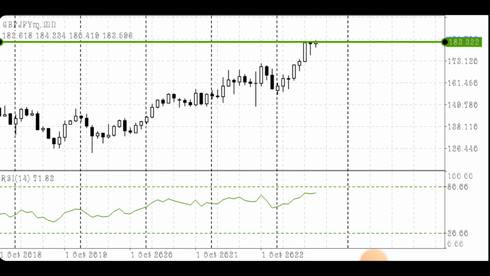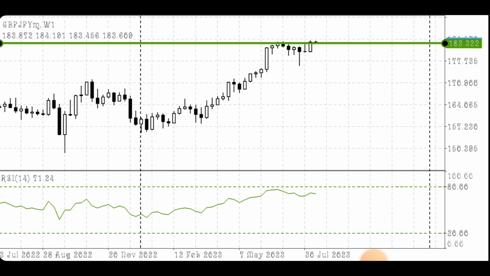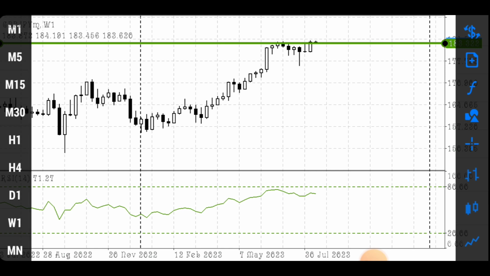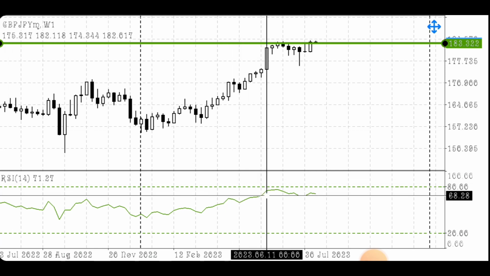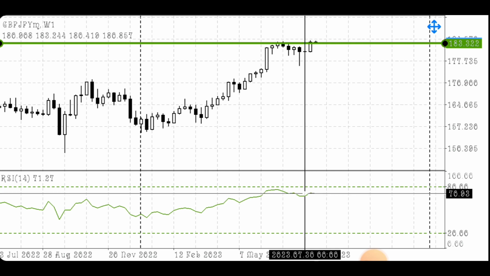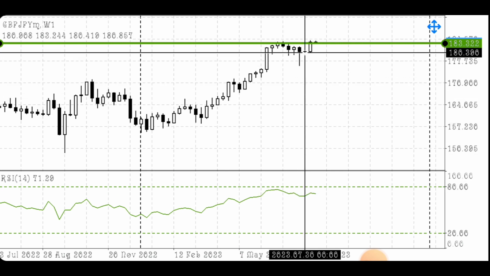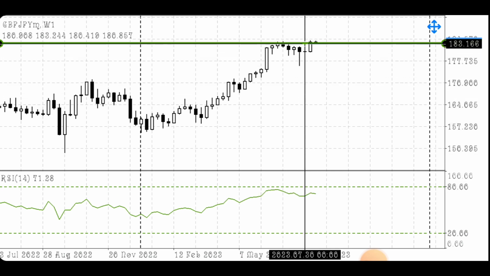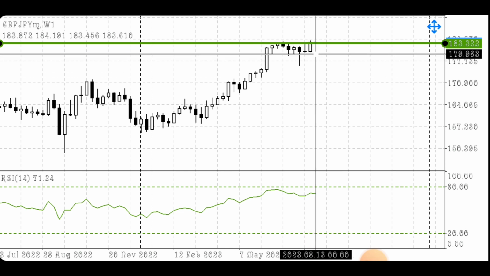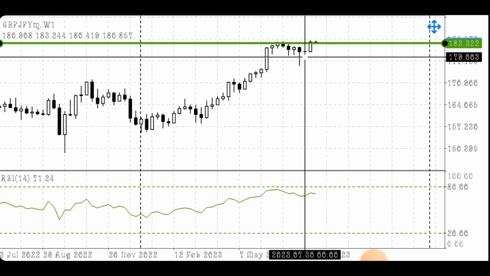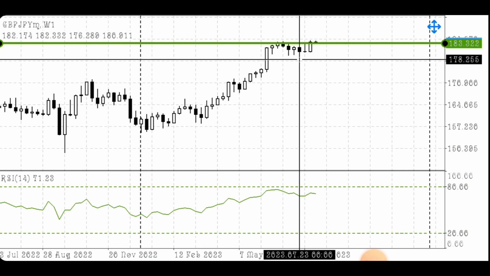Now let's check the weekly chart. Now look at the weekly chart. Let's start from the RSI. The market is weak already, isn't it, on the weekly chart, and is also at the resistance level, even though there was a great buy last week. But then there's a pin bar, a bearish pin bar.